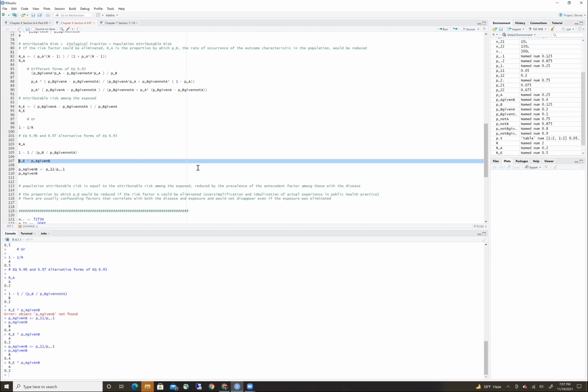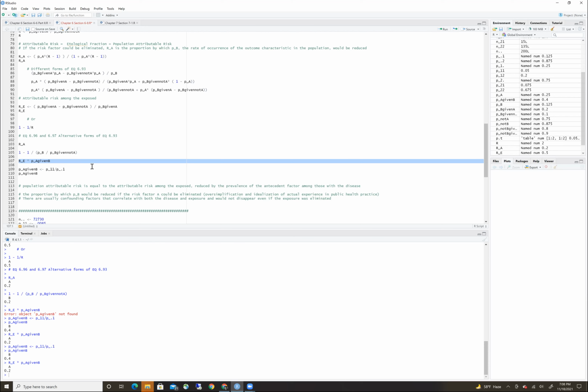This is an oversimplification and idealization of actual experience in public health practice. So you have to keep in mind that there's usually confounding factors that correlate with both the exposure and disease, and they wouldn't disappear even if we could have the exposure eliminated. In some cases, it's impossible to have the exposure eliminated. But even when it is possible, because of this confounding, you would never see it completely go away. And that's what the book's trying to get at.